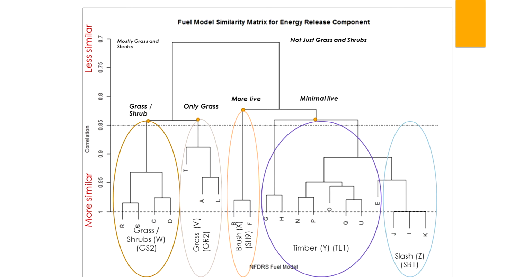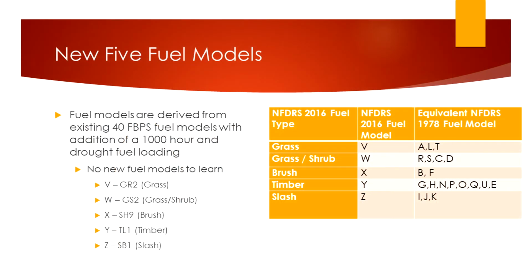And what we found is that these things can be, with a little bit of latitude, broken into 5 fuel types: grass, grass shrub, timber, brush, and slash. And the other thing that we can do now is we can pick a representative fuel model from the Scott and Bergen 40 fire behavior fuel models and not have fire danger fuel models at all. We just pull one that's representative. So that's what we did.